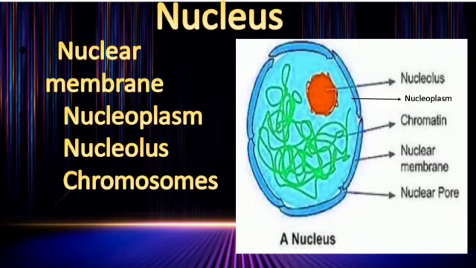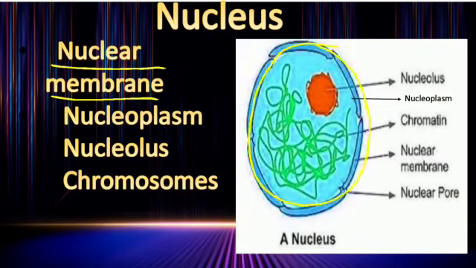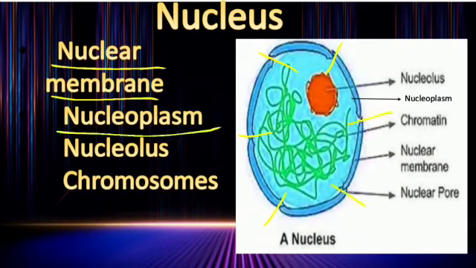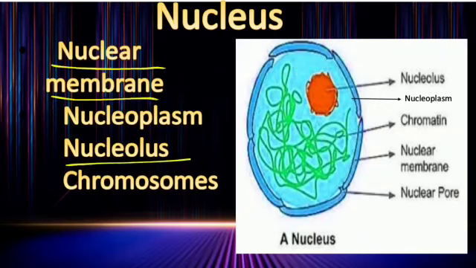The nucleus consists of the following four parts. Nuclear membrane. You can see here it is a nuclear membrane. The outermost layer is called a nuclear membrane, and it is porous. You can see here it is porous. Next is nucleoplasm. Like cytoplasm, you can see here nucleoplasm is present, the light blue colored portion. And nucleolus. You can see here the red colored body. It is dense and it is called nucleolus.